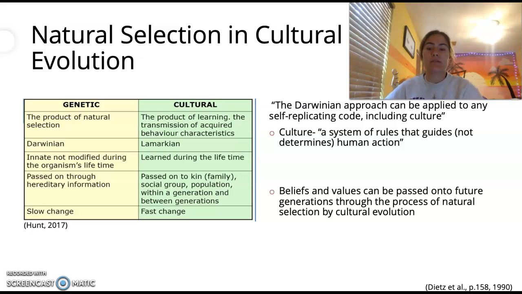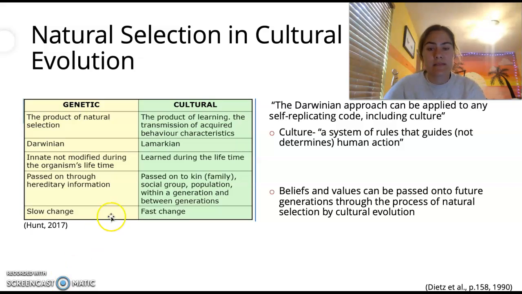Just as natural selection can be used to explain genes and traits and show how they change over time, natural selection can also be used in cultural evolution to explain how cultures differ. Dietz et al. state that the Darwinian approach of natural selection can be applied to any self-replicating code, including culture. Dietz et al. go on to state that culture is a system of rules that guides, not determines, human action. Or in other words, beliefs and values can be passed on to future generations through the process of natural selection by cultural evolution. So overall, culture, just like genes and traits, can be passed on to future generations or modified if needed to match a generational standard.